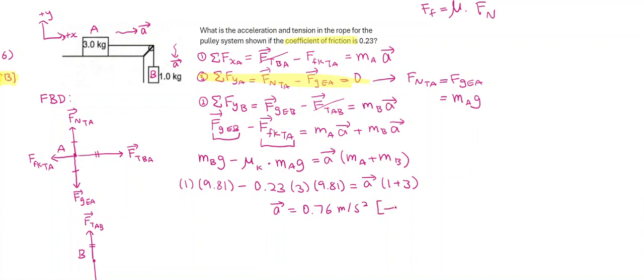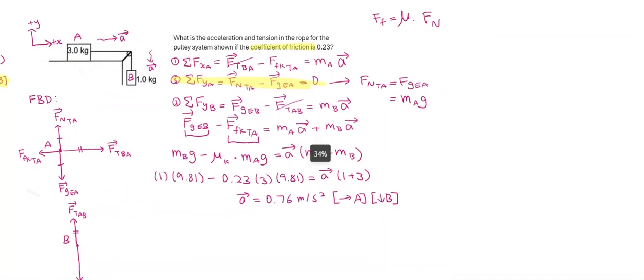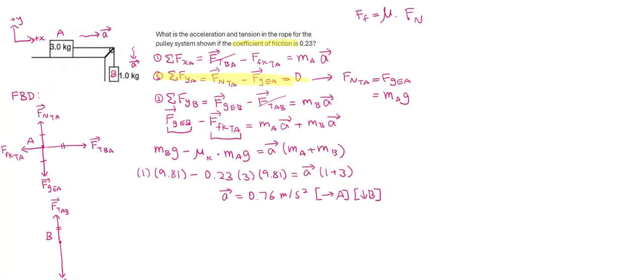The direction is going to be to the right for A and down for B. So there you go, that's for the acceleration. Now it's also asking for tension. So once again, I'm going to use equation 2 this time, just because the mass of object B is 1 kilogram, so it's a bit easier to work with. So I'm going to rewrite it over here. I'm not going to put the subscript this time because tension really is the same either way.